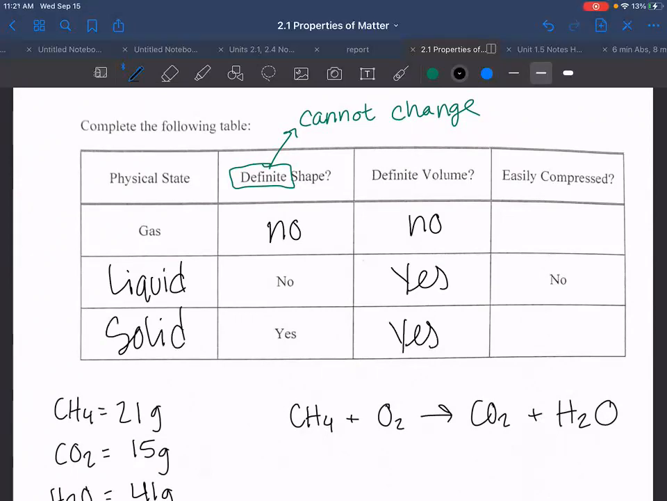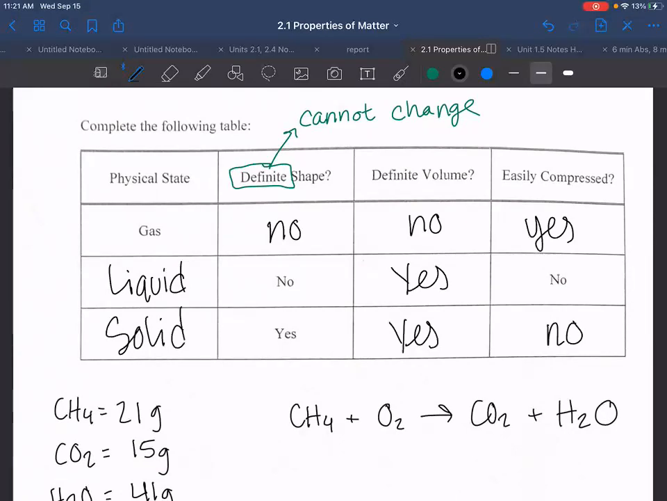And so let's talk about compressibility. So if I have, for example, my little cube here, if I try to push this down and I try to push the air down that's below my hand, what's easier? Air. Air's super easily compressed. Solids are not, however. So yes and no, that would be the filled in table. Any questions about that? Okay.